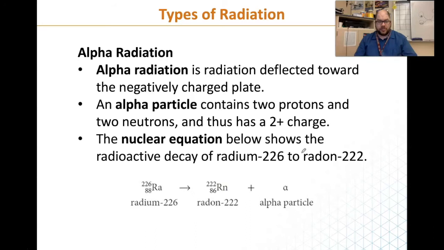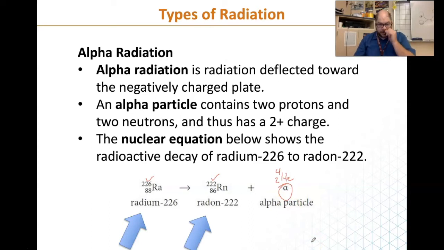Okay, like I said, it's basically a helium nucleus, and here we see it in an example of a nuclear reaction. Okay, here we have radium-226, so radium-226. Right here we have radon-222, and we have our alpha particle here. Another way that we could have written that is something like that, but we use the alpha here because we're talking about nuclear reactions.